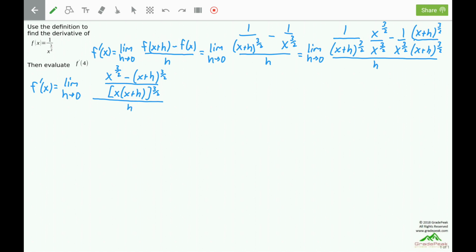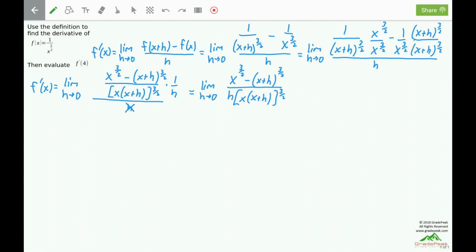The next step is to take the denominator, h, reciprocate it, and multiply it with the numerator. So we can take it out of the denominator, put its reciprocal in the numerator as 1 over h. Now we will multiply these, and that will give us limit as h goes to 0 of x to the 3 halves minus x plus h to the 3 halves over h times x plus h, all raised to the 3 halves.